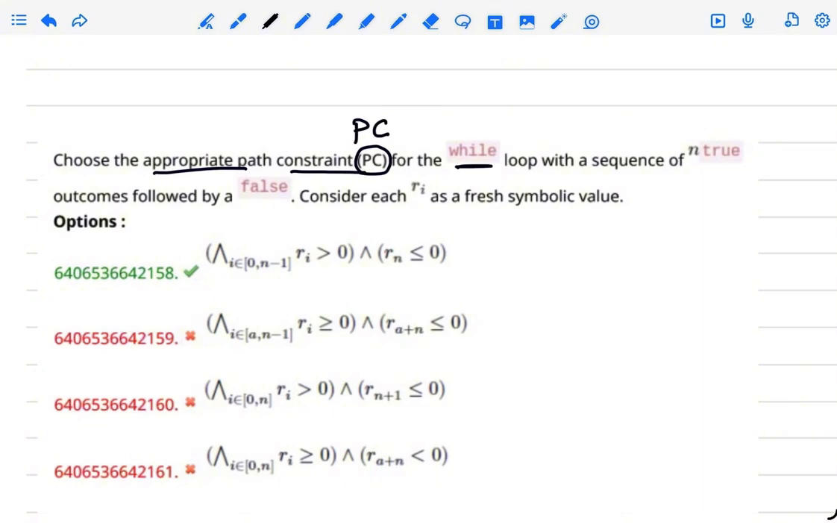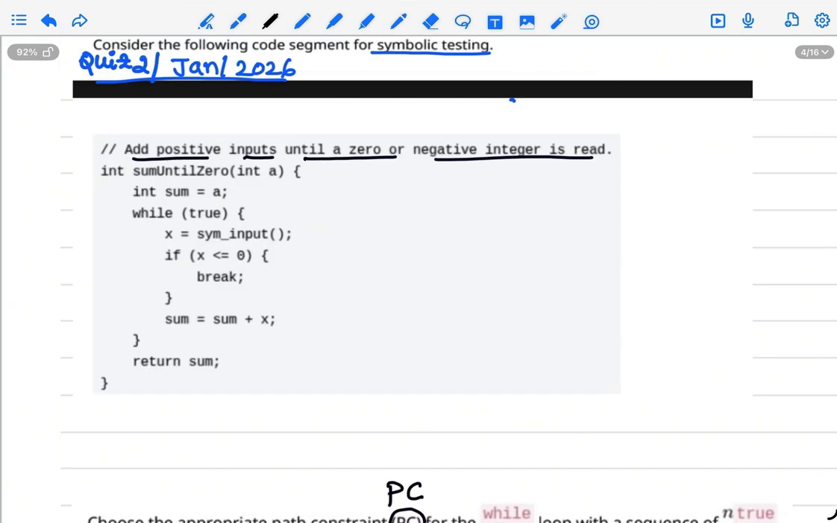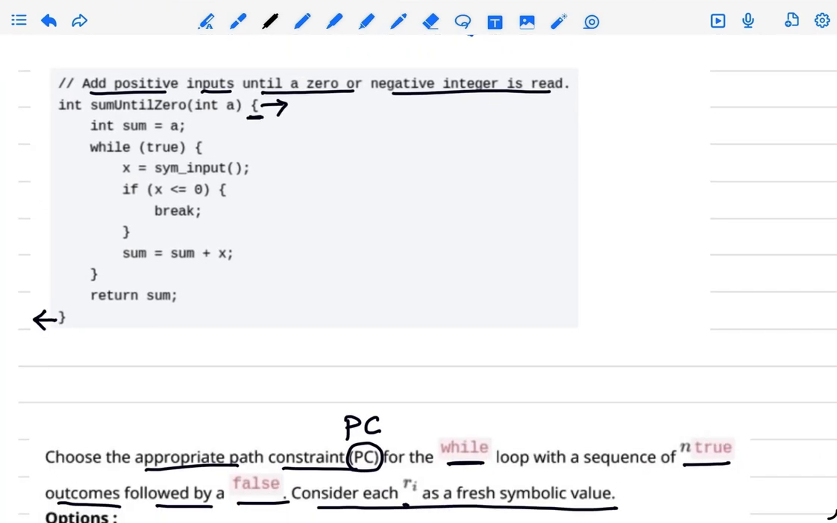for the while loop with a sequence of n true outcomes followed by a false, and consider the array as a fresh symbolic value. Friends, this one is important. You can consider this question important. First read the question. In this type of question you have to draw the flowchart. It is easy, friends. And this is the closed braces, right?